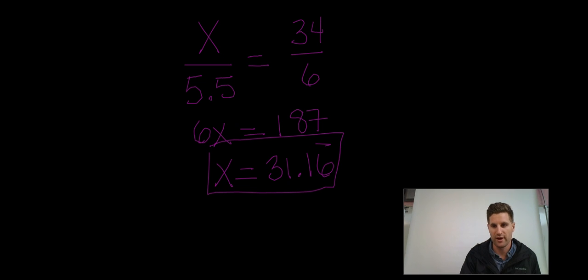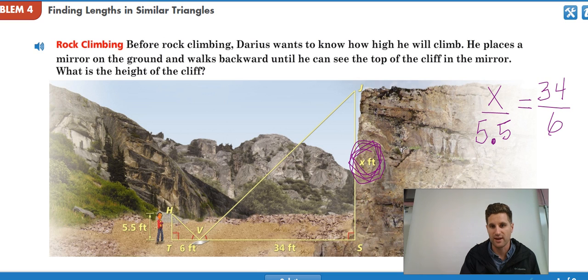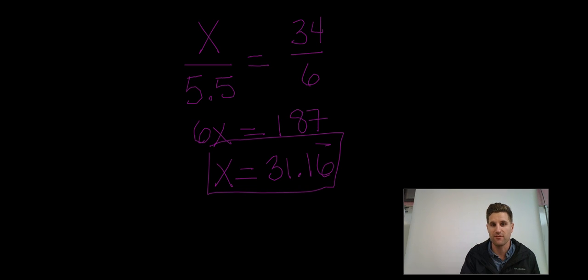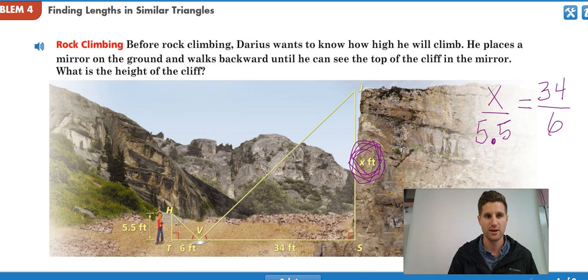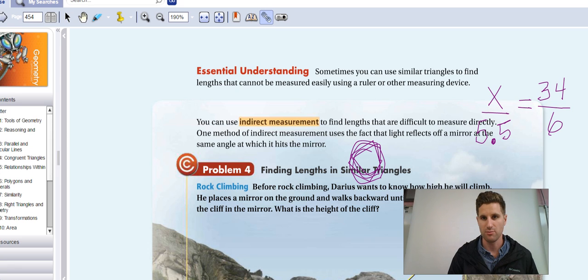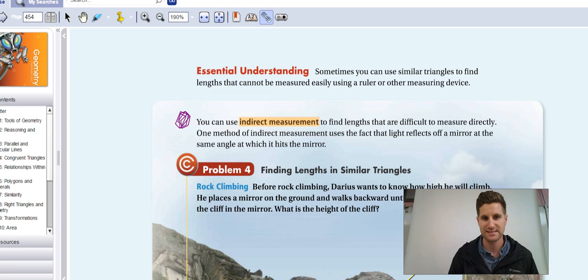And we're going to go ahead and take a look back at our original one, and we were talking about feet. So our final answer will be in feet. So that's how we can use what we call indirect measurement to figure this out. And if we flip back over to our screen, we can actually learn about indirect measurement right here. And so I'll have you guys write that down as our last thing today. You can use indirect measurement to find lengths that are difficult to measure directly.